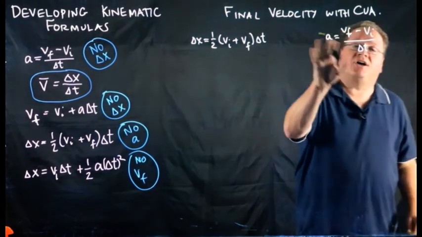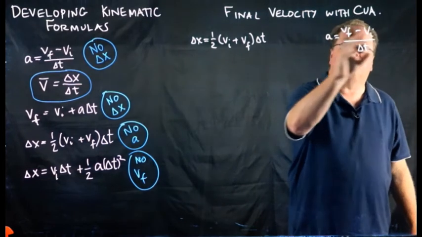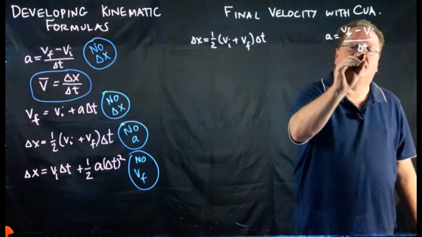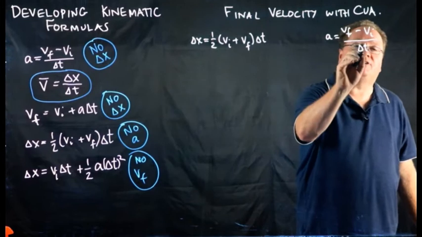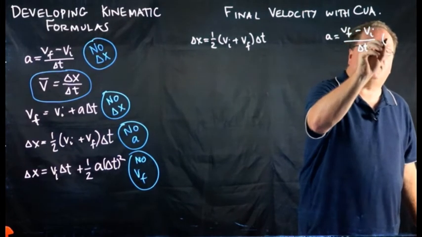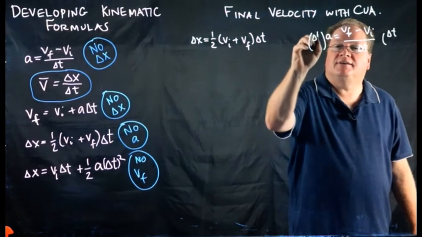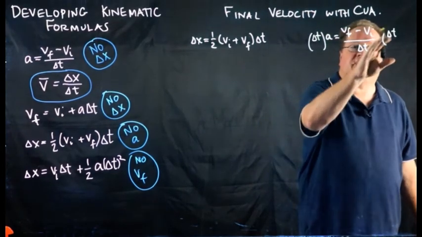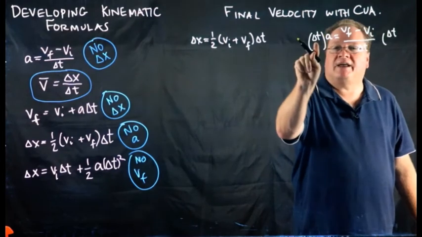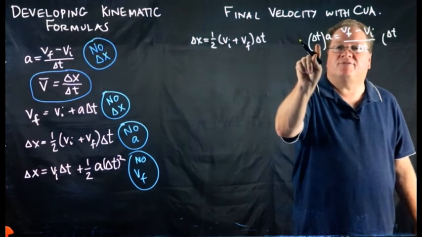So if I solve this for delta t, I would multiply both sides by delta t to get rid of the fraction. So I'll just say I'm going to multiply both sides by delta t. Okay? That gets rid of it over here. But then I want to have delta t so it's all by itself here.